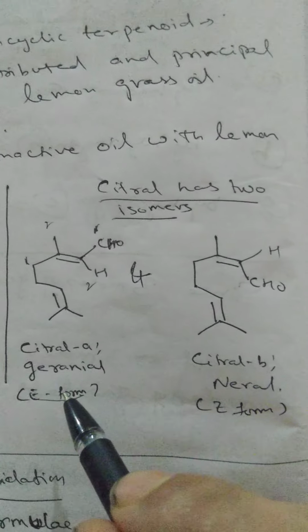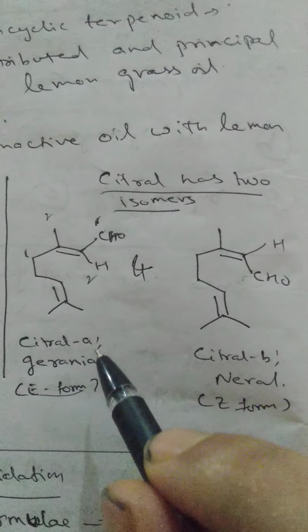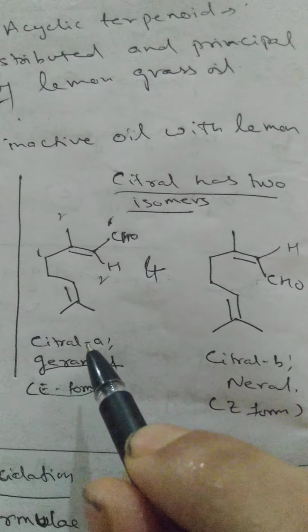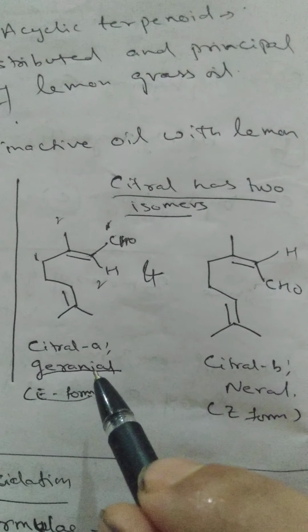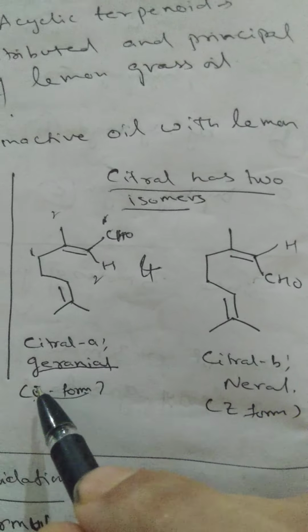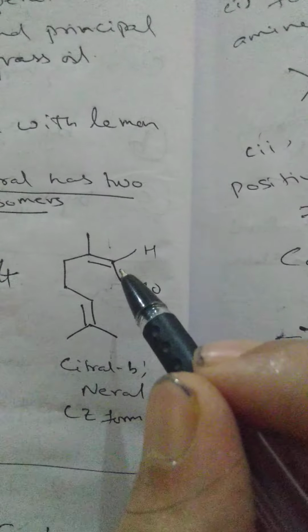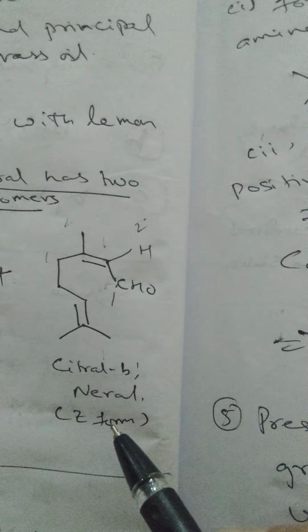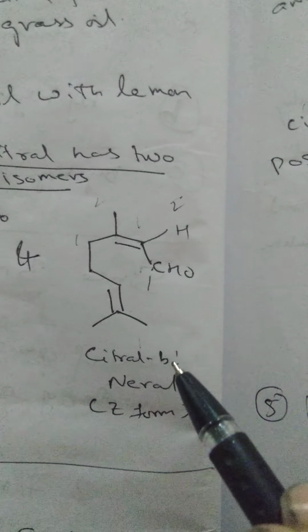So there are two isomers of citral present. Citral A is the E form, and the common name is geraniol. Nobody will know citral A, but everybody will know geraniol, so you have to remember it like that. The E form is geraniol, and the Z form: here this gets first preference, this gets second preference, 1 and 1 together. So this is the Z form. It is neral, citral B, the Z form.